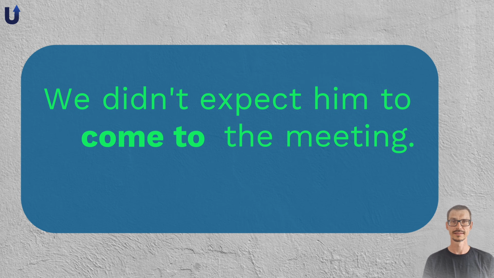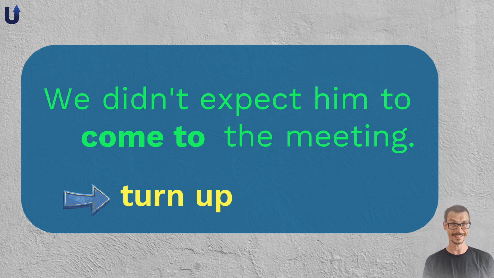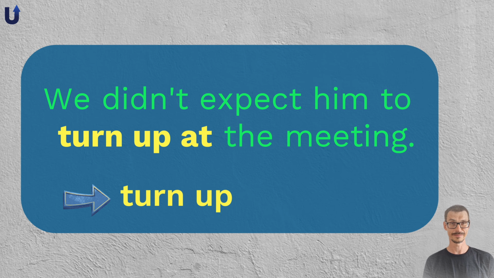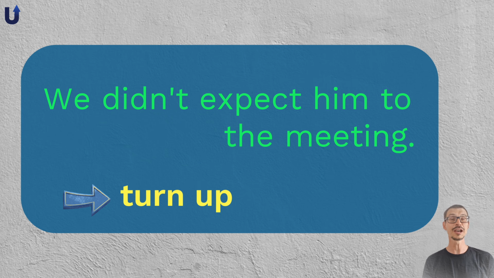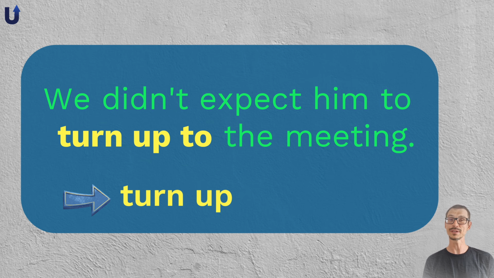Let's have a look at another example. In here, we're talking about visiting a place or arriving somewhere. What phrasal verb from this video can you use to express this meaning? To turn up, right? We didn't expect him to turn up at the meeting. We could also say, we didn't expect him to turn up to the meeting. Both at and to are correct.